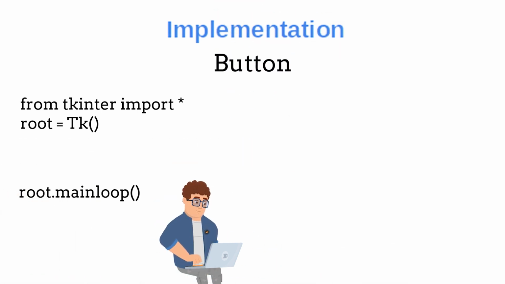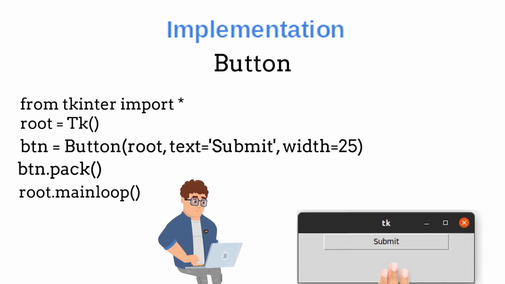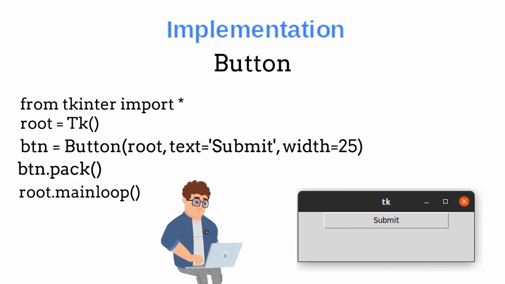For creating a button, we modify the previous code and create a button instead of a label. Create the button on the third line, then pack it. This code will create a button on our application.